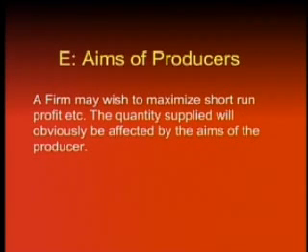Then we have aims of producer. A firm may wish to maximize short-run profit, and we usually assume this in most cases in this introductory course. Or it may have one of many other aims, such as sales revenue maximization, growth, market share, or even survival. The quantity supplied will obviously be affected by the aims of the producer. So let's say a firm produces both cars and motorcycles, and motorcycles are the more profitable product to produce. But if the firm wants to establish a leading market role or market leadership in cars, then it might produce cars in a very large quantity in order to procure that higher market share. So it depends very much on what the aims of the producer are and what the horizon of those aims is. Is it long-term or short-term?